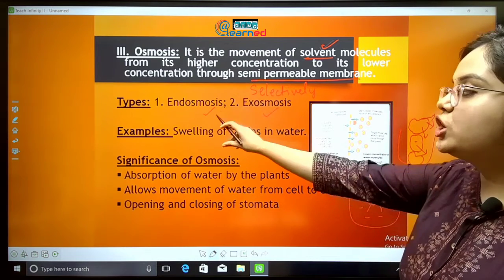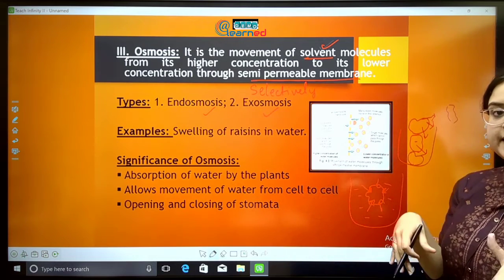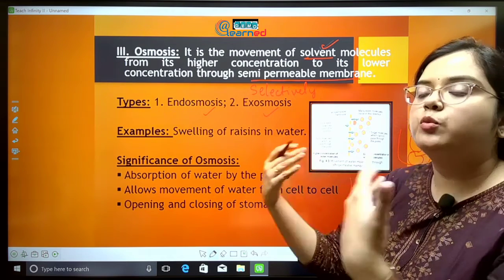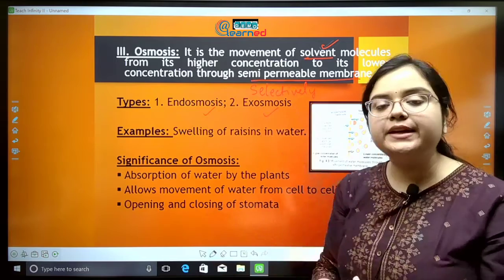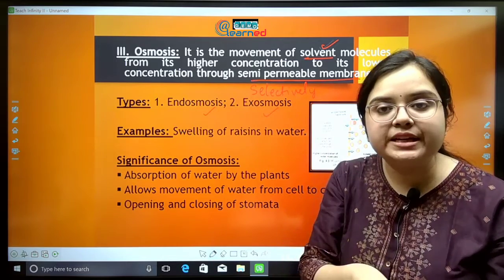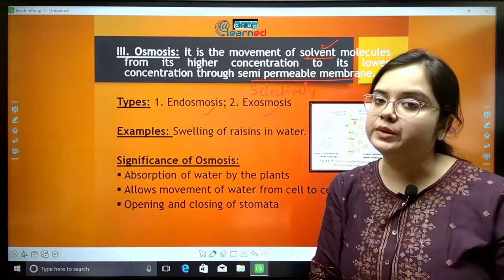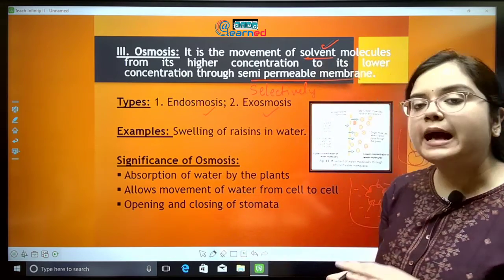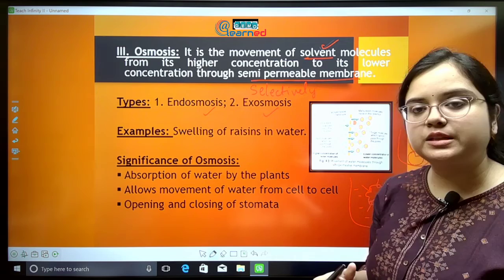And what is endosmosis? When the cells are taking up water, when the water is moving inside, this is endosmosis. Exosmosis is when the water is going out. So depending on the medium in which you are keeping it, this phenomenon will happen. That is osmosis. Now osmosis is basically happening everywhere, in our cells, in the plant cells.